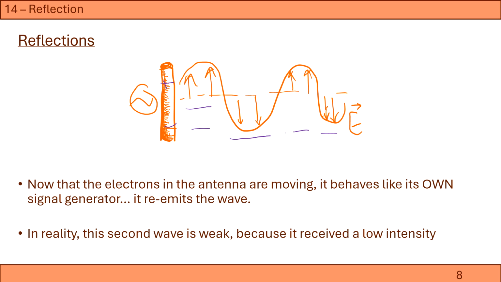In reality, though, this second wave is weak when we're far away from the antenna. The incoming electric field is much weaker than the original one that came away from the antenna. So when you build a signal, it has to be very, very powerful because it weakens as it gets further away from the source. It's going to be received at a low intensity.